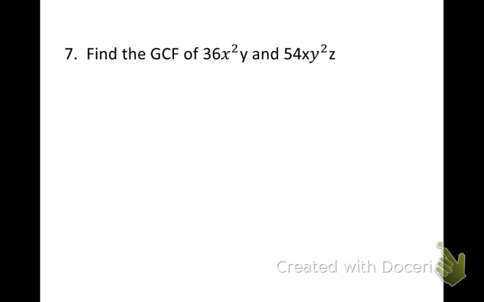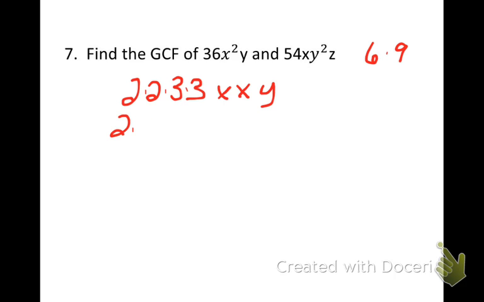Say we want to find the GCF here. Well, 36 we just did. So 36 is 2 times 2 times 3 times 3, and then we have x, x, y. 54, if you remember, is 6 times 9, so that's going to give us a 2, and then a 3, and then another 3, and another 3. x, y, y, z. So now we're circling things in common.